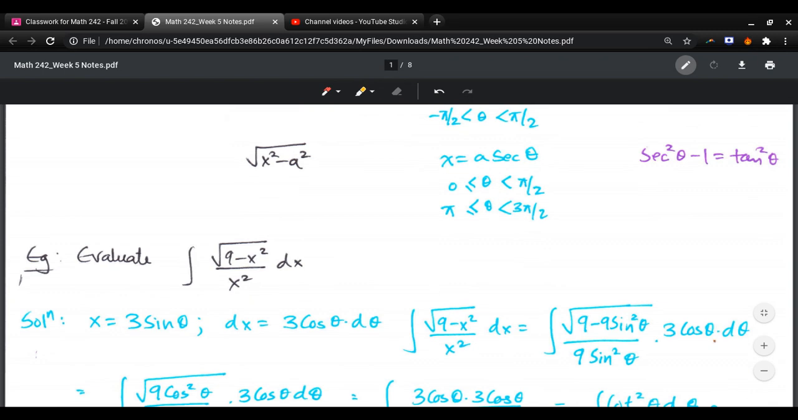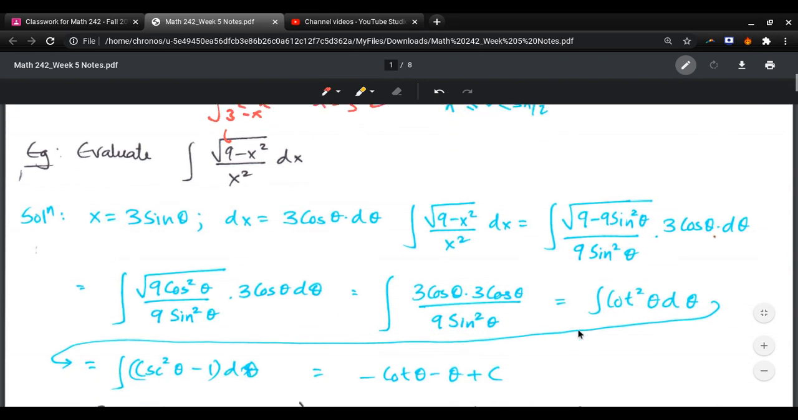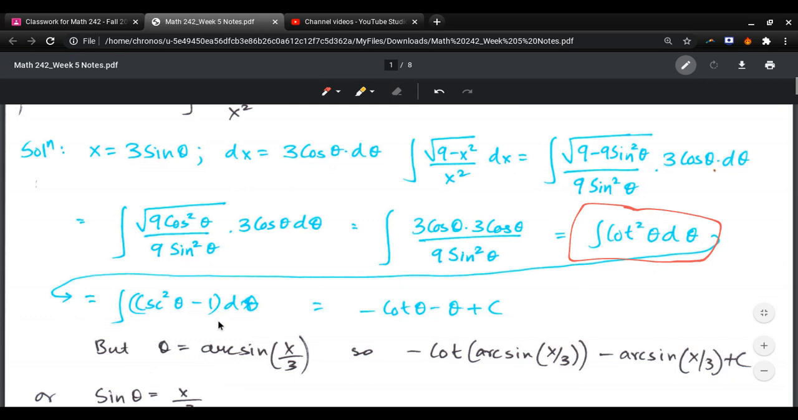Square root of 9 minus x squared over x squared dx. Because this is of the form a squared minus x squared, this is 3 squared minus x squared, right? So a is 3. I can use x equals 3 sine theta. If x is 3 sine theta, dx is 3 cosine theta d theta. Making the substitution, I end up with cotangent squared theta. But then I can write cotangent squared theta as cosecant squared minus 1.